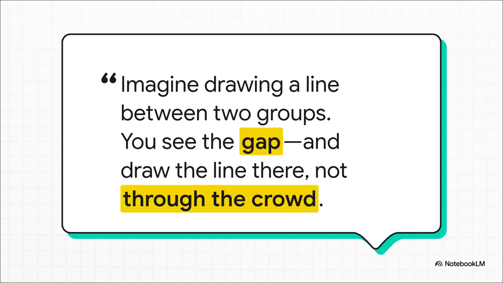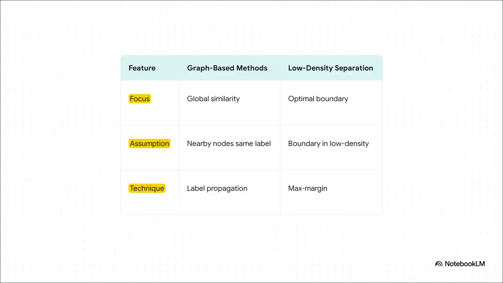And this is why all that unlabeled homework is so important. It shows the model where the crowds of data are. Without it, an algorithm might just slice a line anywhere. But with it, the model is pushed to find a boundary in a low-density region, the empty space, the gap between the crowds. So let's put these two side by side, because it really makes the difference pop.